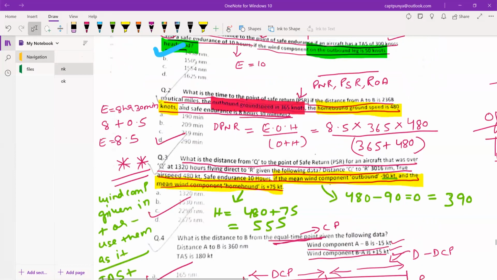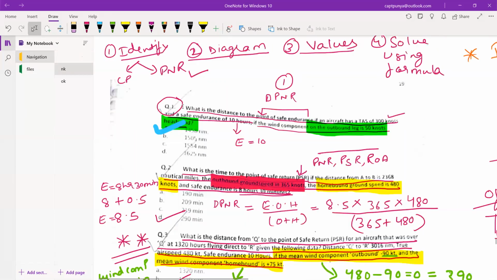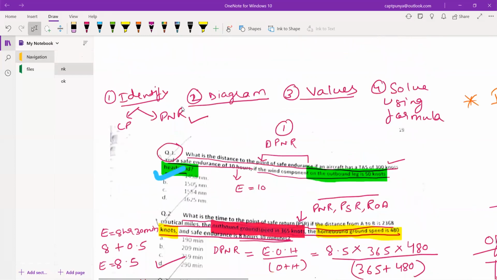You just have to understand the important point that I'm telling you. First identify, then draw the diagram of either it is a critical point question or a point of no return question. Watch my previous video. I have told you how to draw the diagram. Then write down the values and then solve using the formula.